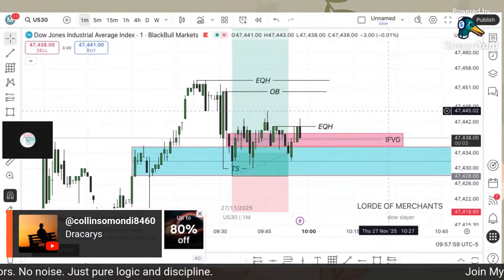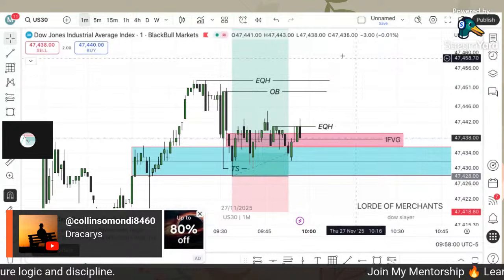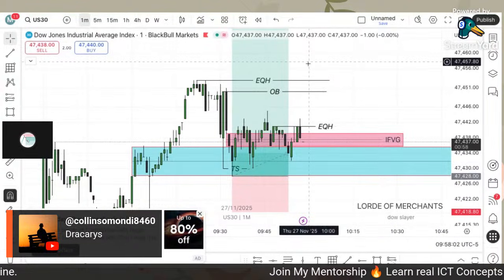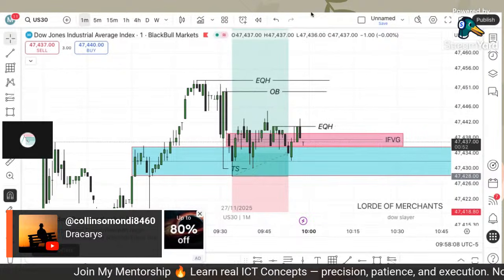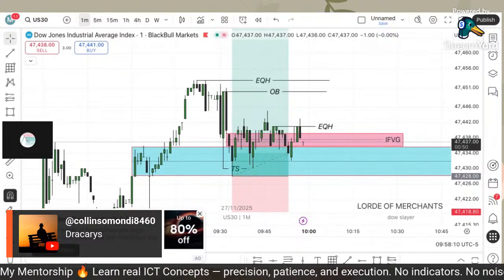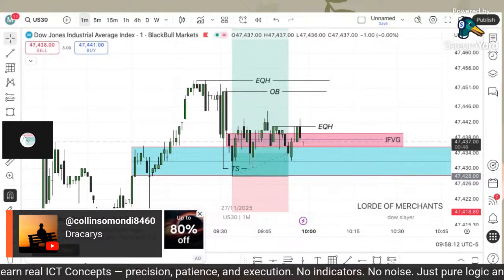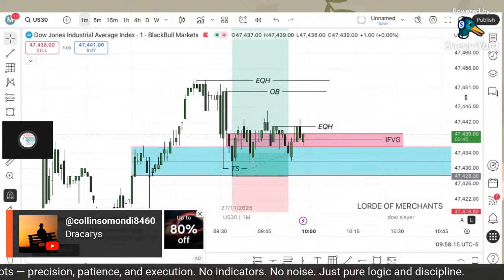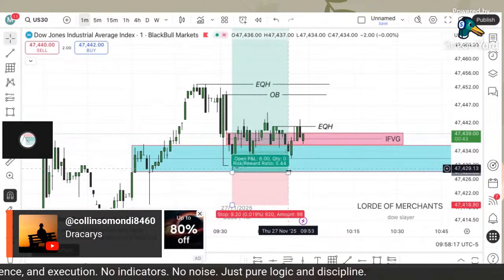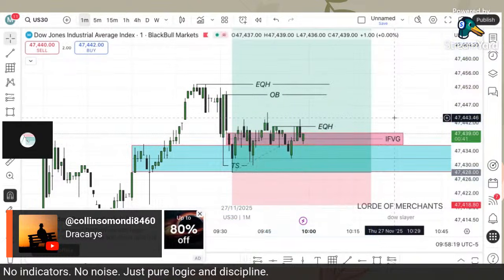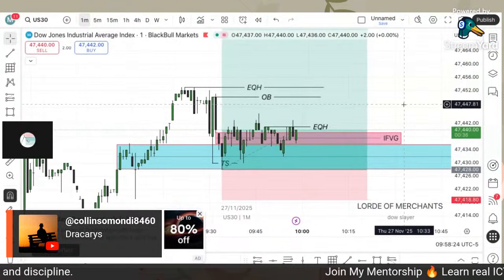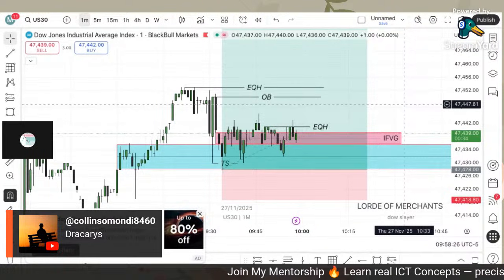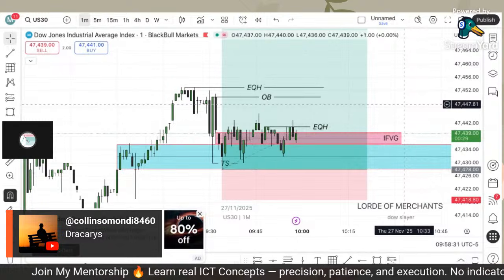So let's wait and see. I'm not really saying that it will go all the way up, but I would have wanted to see USD go up. That is what I would have loved to see. If it will not happen, then I have no problem. Okay. Let's wait and see. I would have loved to see this thing go higher. So very interesting.